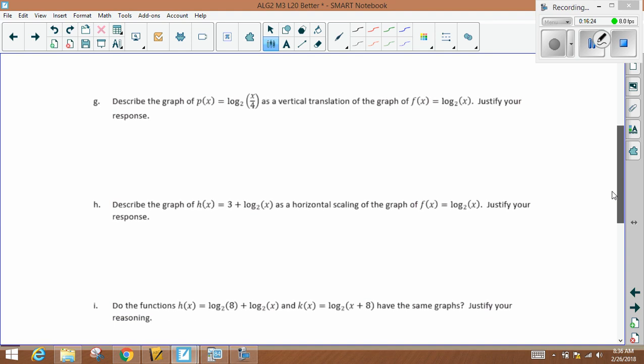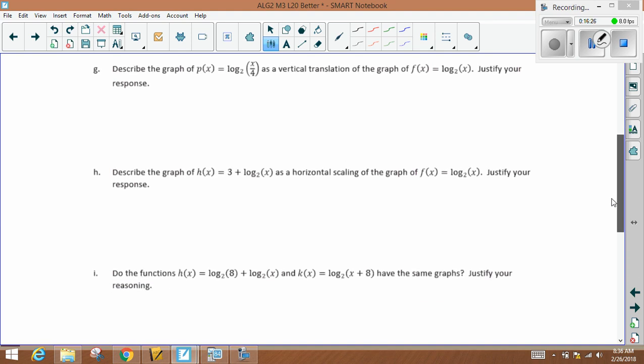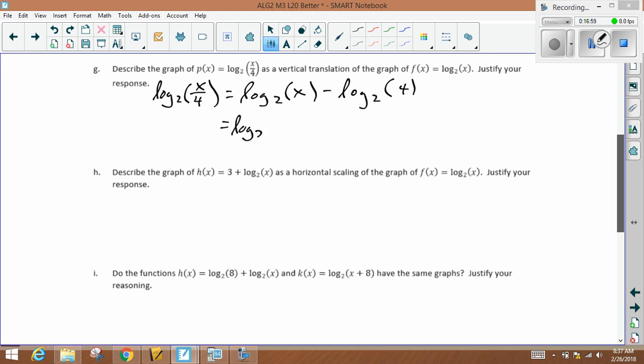How about this one? The graph of p of x, log base 2 of x over 4 as a vertical translation. Well, again, I see that there is a property of logs that I can use here. I could subtract them. So it is true that log base 2 of x over 4 is equal to log base 2 of x minus log base 2 of 4. 2 to what power is 4?